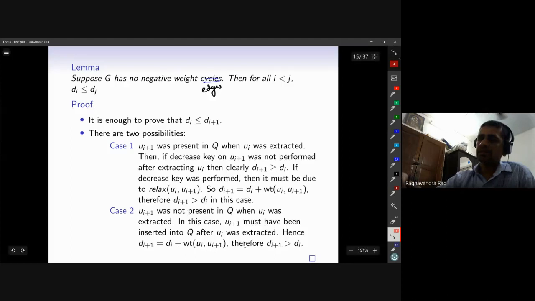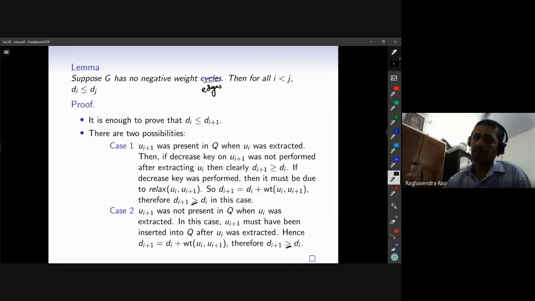So again, di plus 1 will be greater or equal to. This could also be equal. I cannot write it as greater than, because weights could be 0 also. So including that possibility, this will be greater or equal to. So in either case, distance of the vertex which is removed immediately after ui will be increasing or non-decreasing, to be precise.